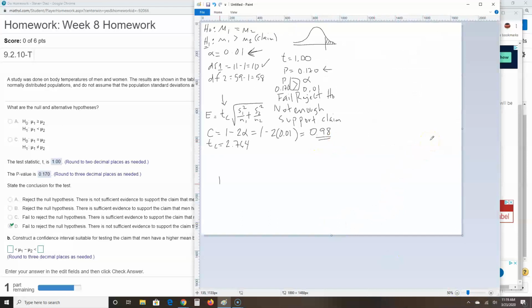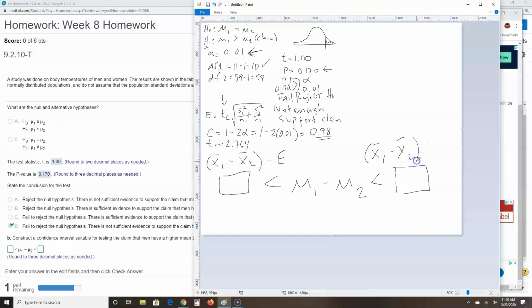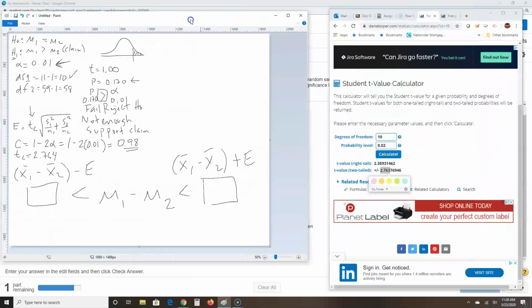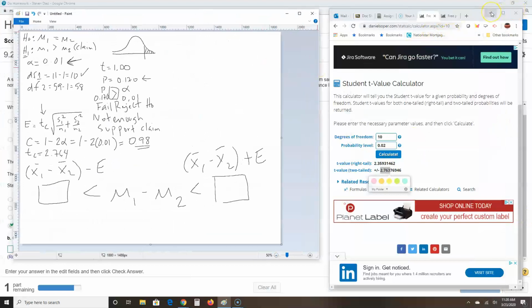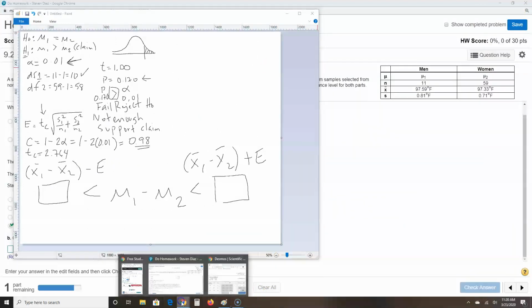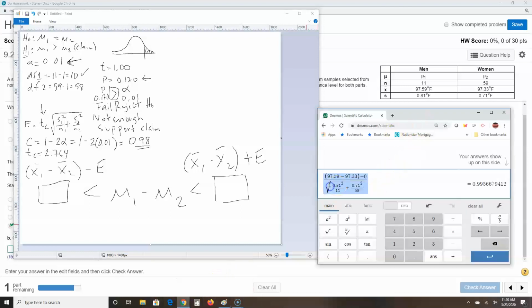Now I'm going to find the two boxes. You have something like this in my stat lab. I need to find out what to write in the left box and in the right box. In the left box, you're going to write x bar 1 minus x bar 2, close the parenthesis, minus E. And in the right box is x bar 1 minus x bar 2 plus E. Now I'm going to put this on the side and use my decimals calculator that I have open right there. I'm going to clean this up.